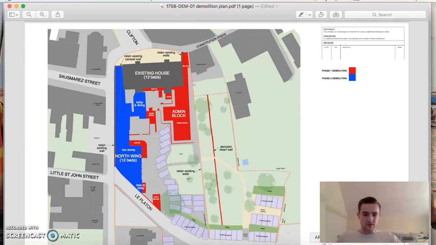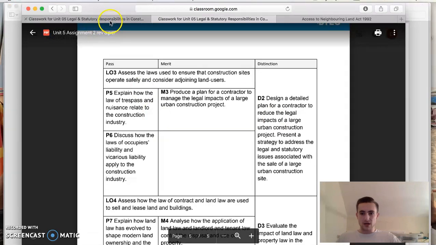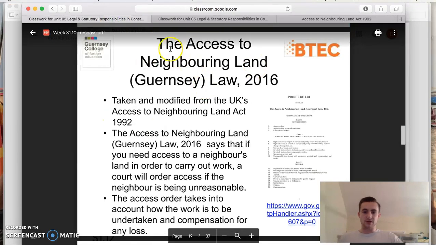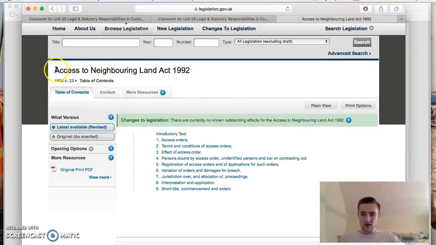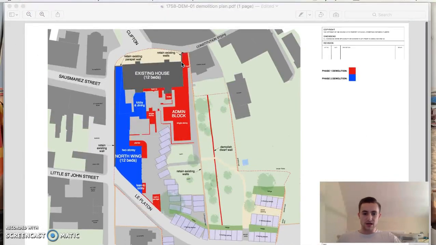And of course, in a case where the landowner will not consent to a permission, the contractor can highlight this with the court, and the Access to Neighbouring Land Guernsey Law 2016, which is taken from the Access to Neighbouring Land Act 1992 from the UK, will allow the court to overrule the neighbouring landowner and put a permission in place for the work to be carried out with no trespass to be sanctioned.